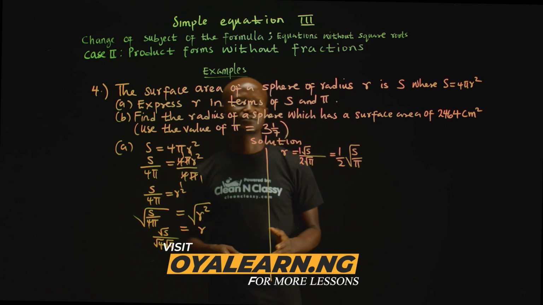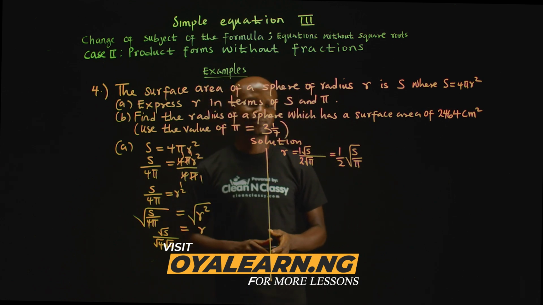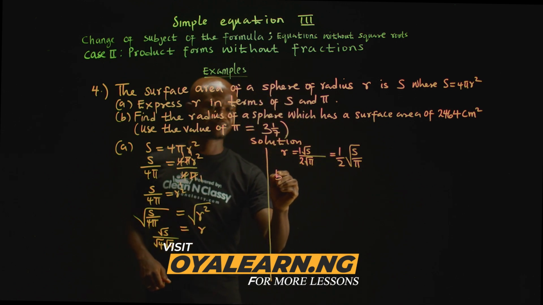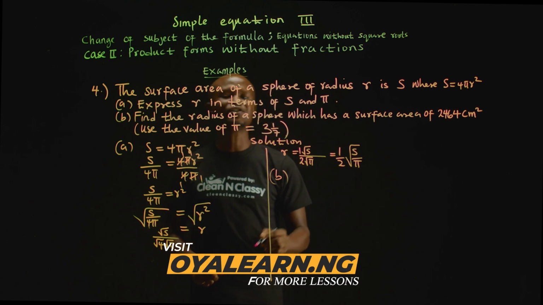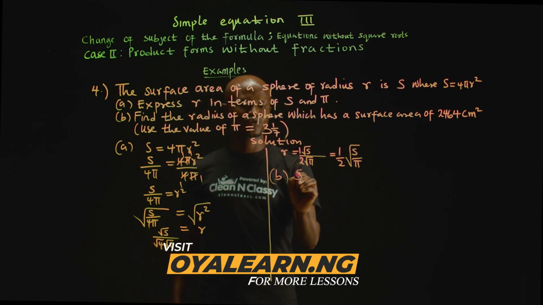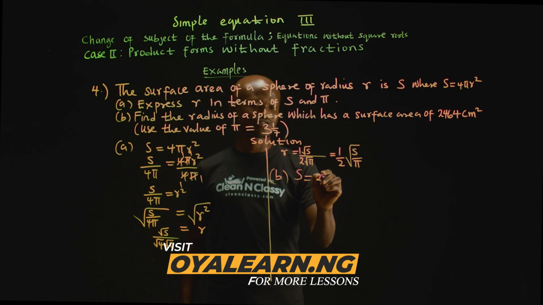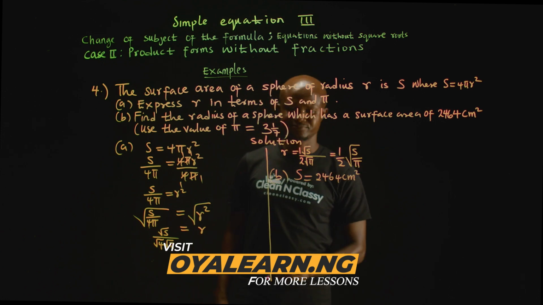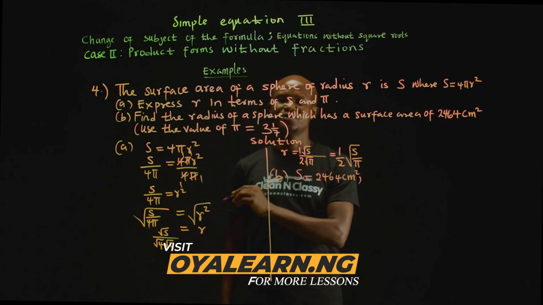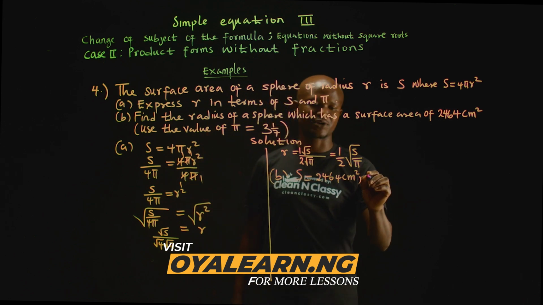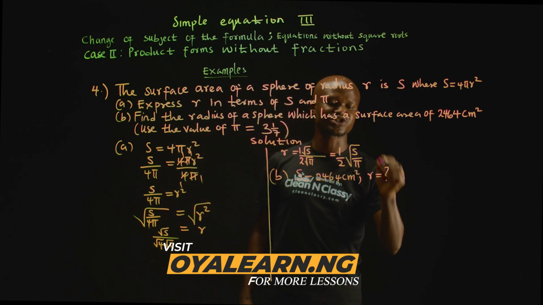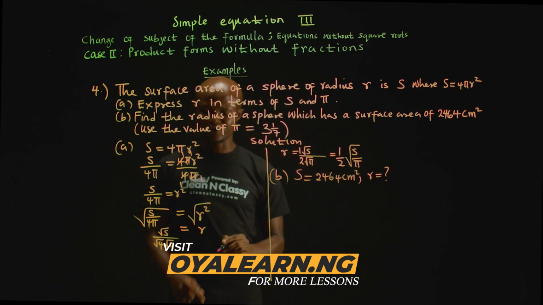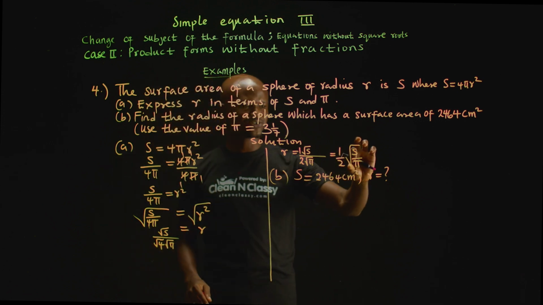Now we solve for the second part of the problem. For the B part, we are given the surface area, which is S, to be equal to 2,464 centimeters squared. And we are asked to find the value of r, because r represents the radius of the sphere. So I will put a question mark. Now, from here, I can use this formula.